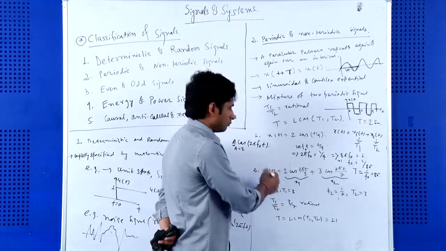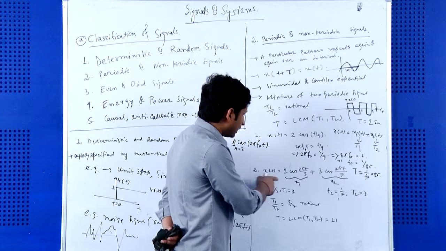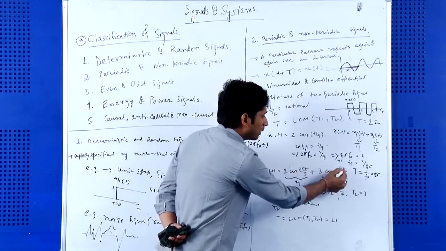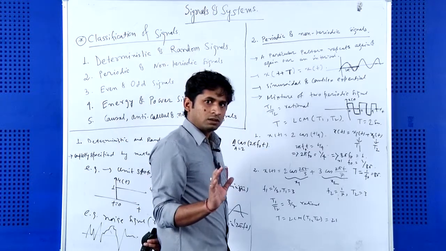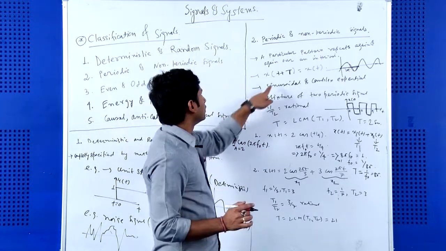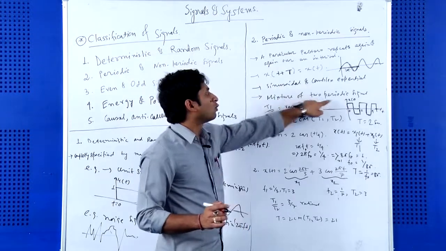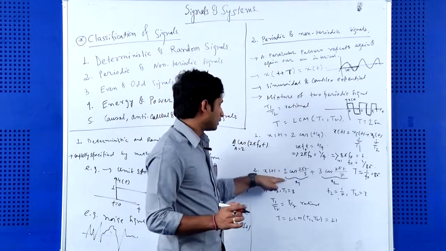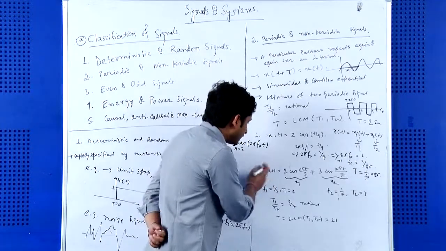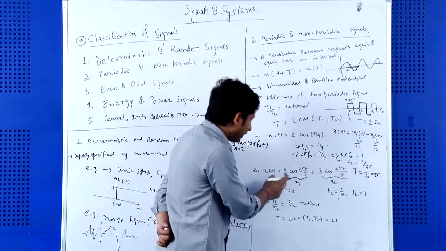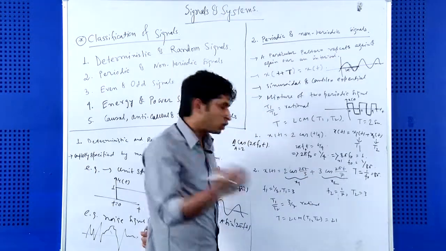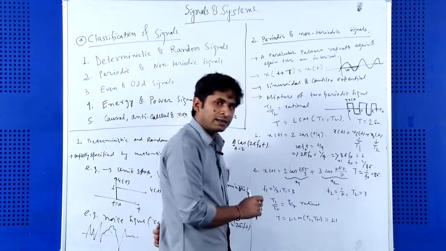Let us consider another example. x(t) is given as 2 cos(2 pi t/3) + 3 cos(2 pi t/7). A few minutes ago I talked about a mixture of two periodic signals. Here it is, this is the numerical example. x(t) has two parts, both periodic signals. As we know, a cosine signal is a periodic signal.